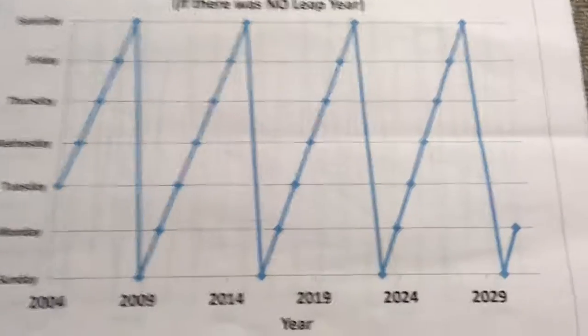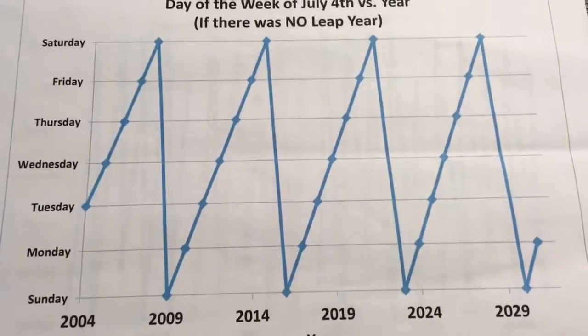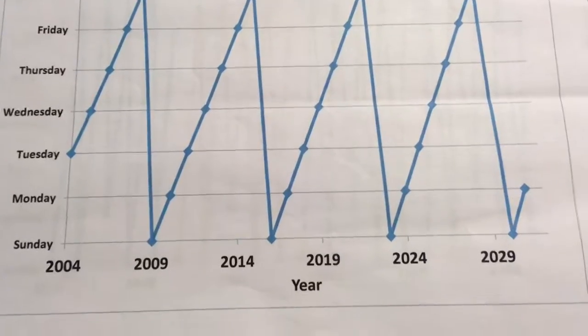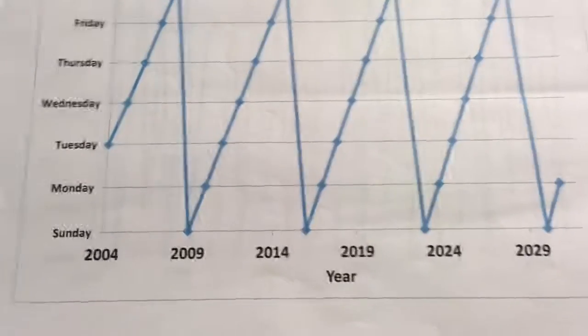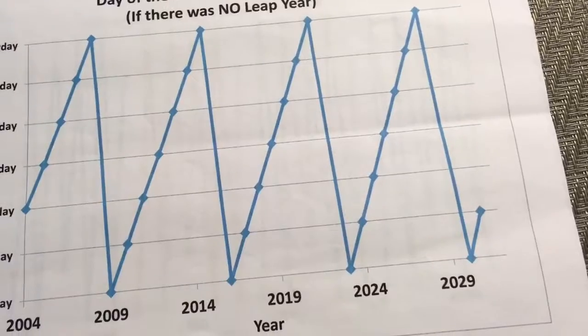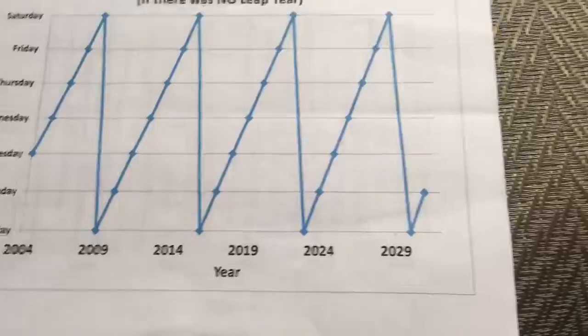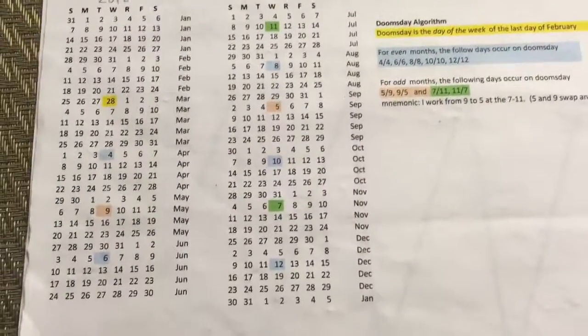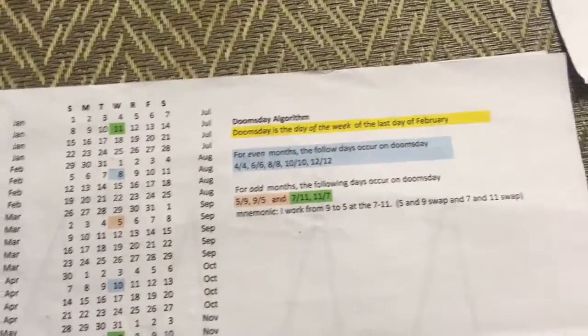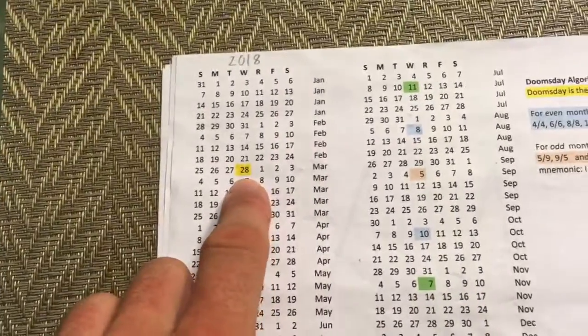So if you know when the 4th of July was for the previous year, it's pretty easy to calculate it for the current year. It's just 1 weekday in advance, unless your current year is a leap year, then it's 2 days in advance. And it comes down to this doomsday algorithm. This is pretty cool. It's for finding the day of the week of any day in a month. So basically, doomsday is the day of the week of the last day of February. February 28th in 2018 was a Wednesday.